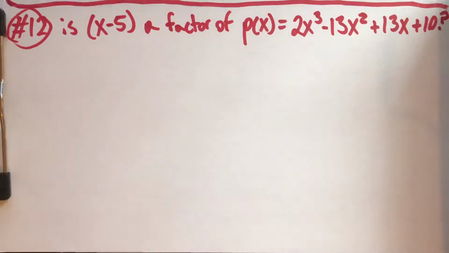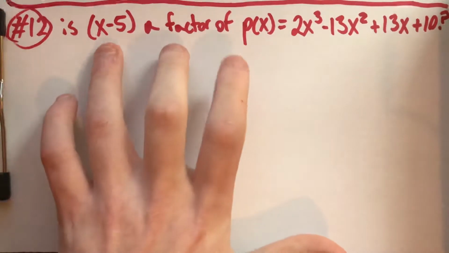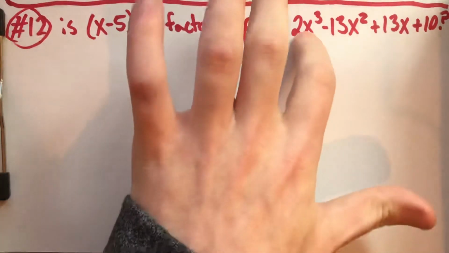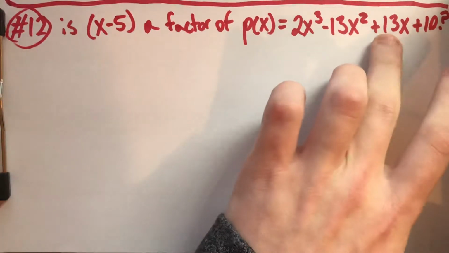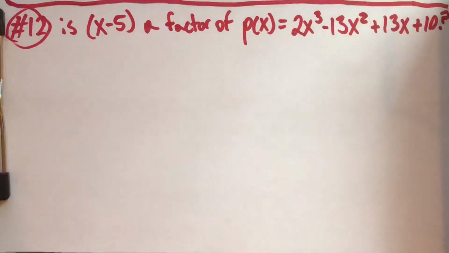Okay, last question on this review is question number 12. Just like 10 and 11, it's asking if this is a factor of this. Essentially, we have x minus 5. P of x is 2x cubed this time. My highest power is 3, minus 13x squared plus 13x plus 10.